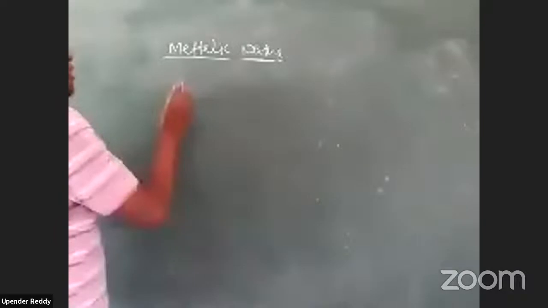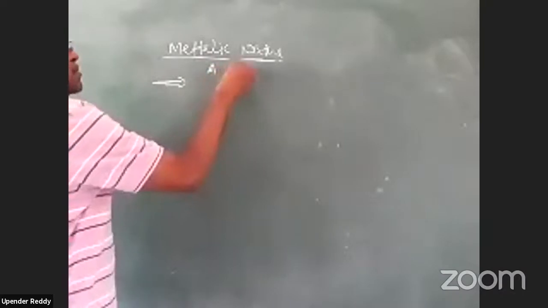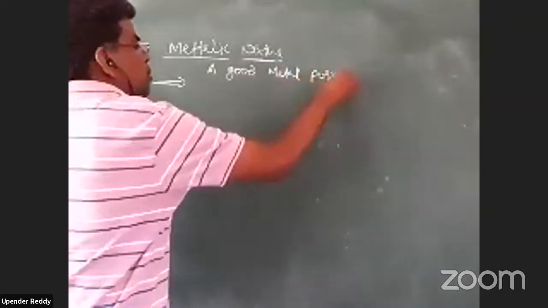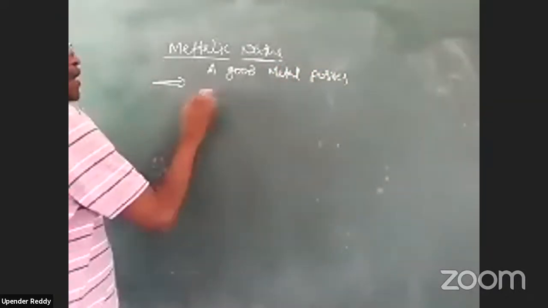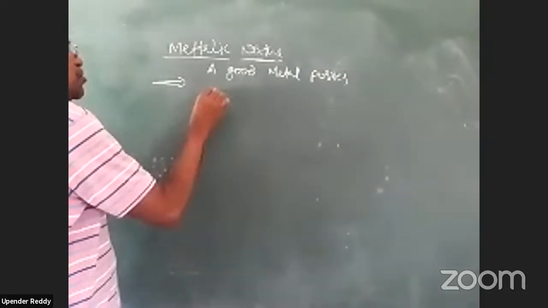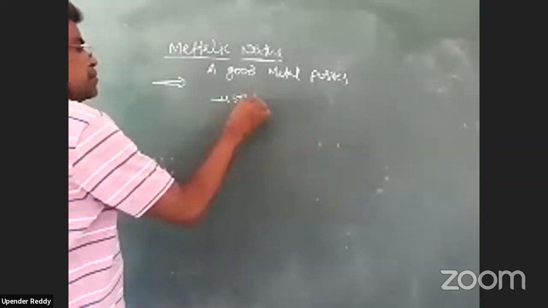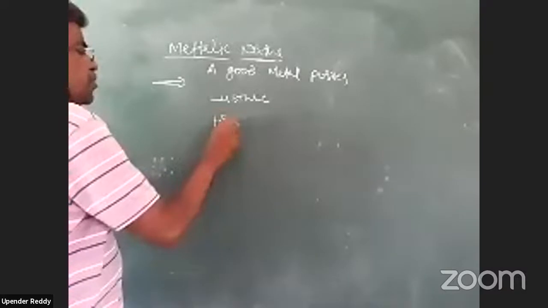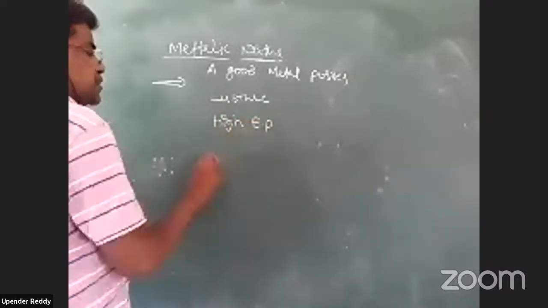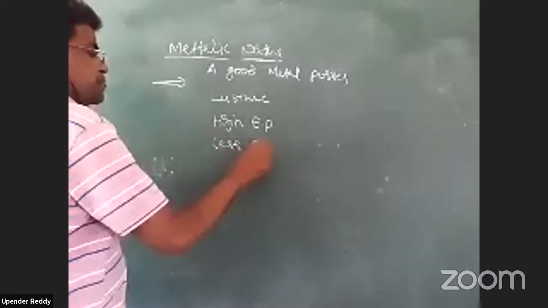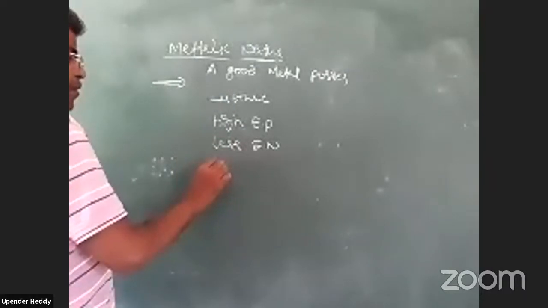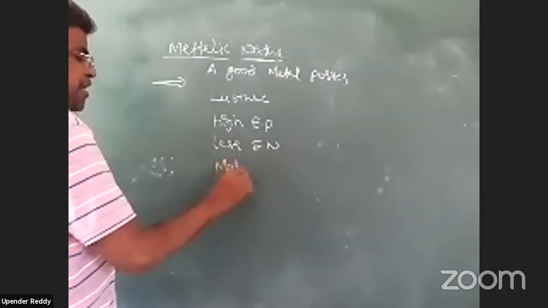So metal nature means, first of all, a good metal or best metal possesses, you can note down, luster. It shines. Simple point. High electropositivity. Less electronegativity. Most important, malleable and ductile.